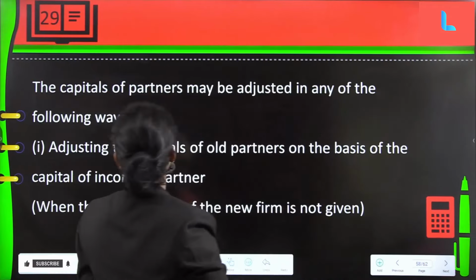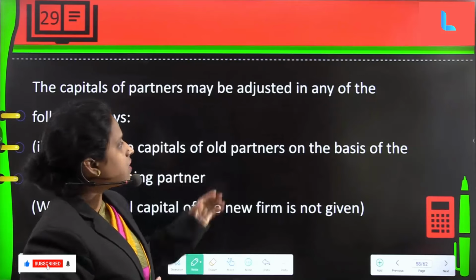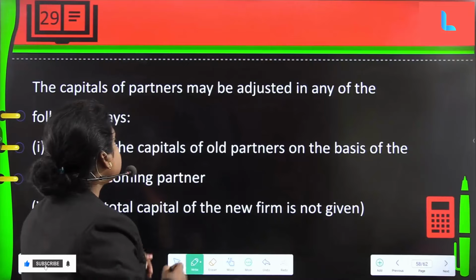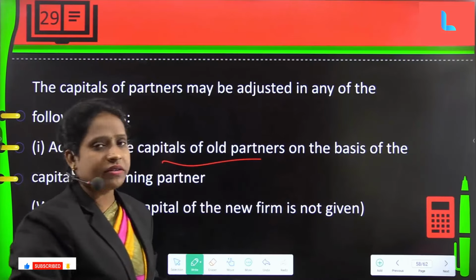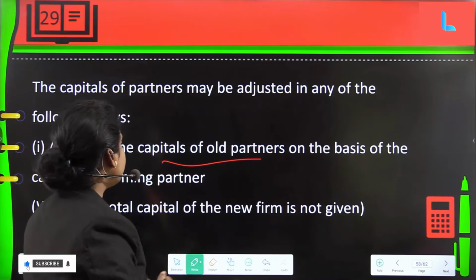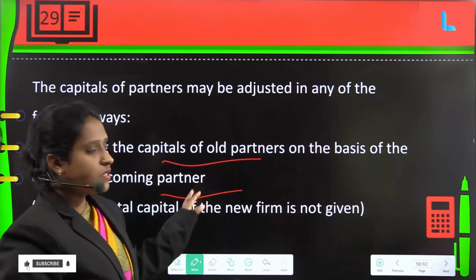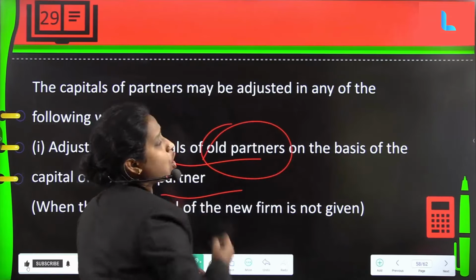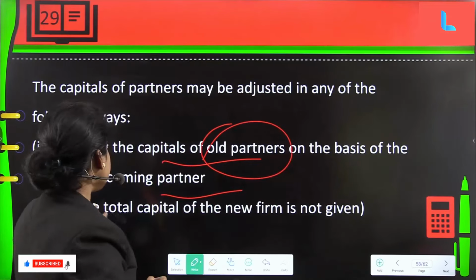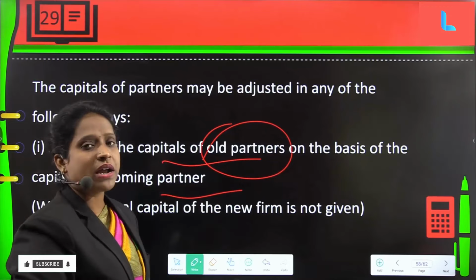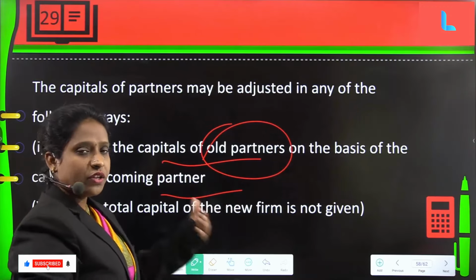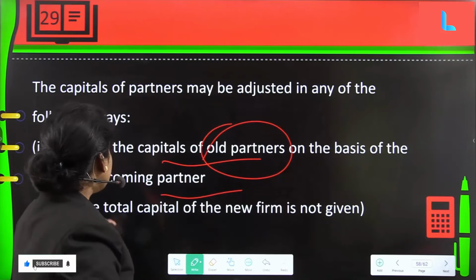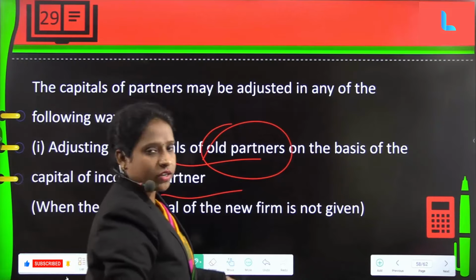The capitals of partners may be adjusted in any of the following ways. The first method is adjusting the capitals of old partners on the basis of the capital of the incoming partner. On what basis do you have to adjust? Based on the capital of the incoming partner. Whatever capital is brought by the new partner, depending upon that, they have to adjust the capital of the old partners, when the total capital of the new firm is not given.